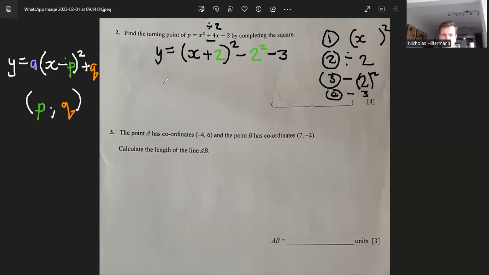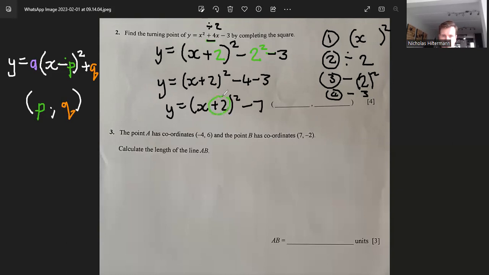Okay, and now all we do, it's almost done, is we have the x plus 2 squared, and then we say, well, what's minus 2 squared? Well, 2 squared is 2 times 2, which is 4. So we minus 4, minus 3. And then we end up with y equals (x plus 2) squared minus 7. Okay, and now we've got our turning point, which is our 2.